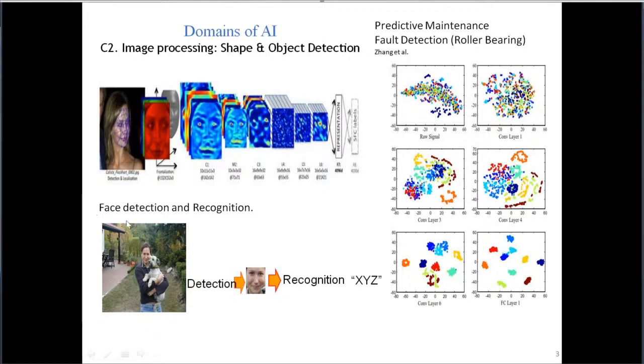Second is face detection and recognition. This is also a very popular area of AI. People deal with detecting the face and then recognizing who that particular person is, and whether it is a human being or an animal.